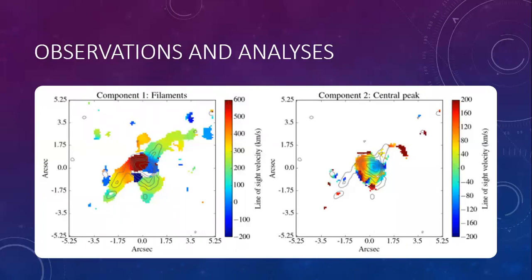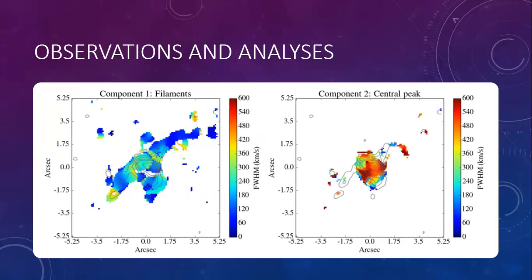This picture shows the velocity line center for filaments and central peak separately. The spectral fitting analysis reveals that the molecular gas structure has two distinct velocity components, filaments and central peak. The filament component on the left-hand side has greater range of velocity in the line of sight and smooth velocity gradients along the length, while the central peak component on the right-hand side has lower velocities compared to the filaments.